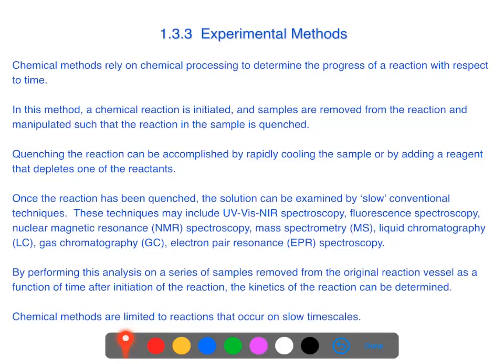And they may include various forms of spectroscopy, such as UV-Vis, near-infrared, fluorescence spectroscopy, NMR spectroscopy, mass spectrometry, liquid chromatography, gas chromatography, and electron paramagnetic resonance spectroscopy. By performing this analysis on a series of samples removed from that original reaction vessel as a function of time after the initiation of the reaction, the kinetics of the reaction can be determined. Now, chemical methods are generally limited to reactions that occur on slow time scales.